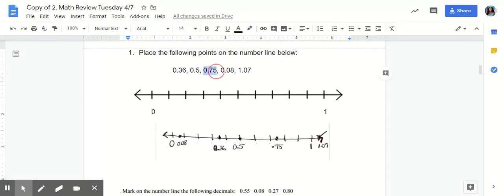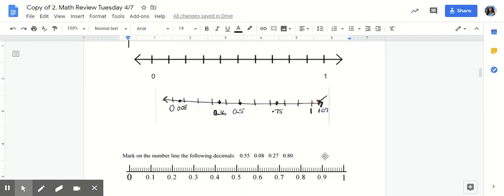I also have 75/100. And I know that that's going to be placed after my halfway mark. So I know that this is 5/10, so I can assume that this is 6/10 and this is 7/10. So I know that it's going to be between 7 and 8/10. So lastly, I have my 1 mark. So I know that 1 and 7/100 is going to be after 1.